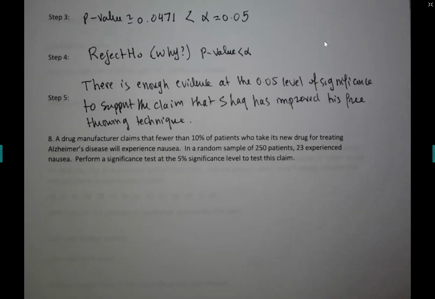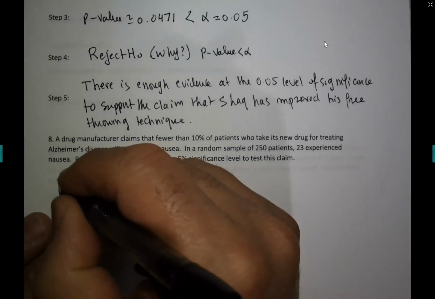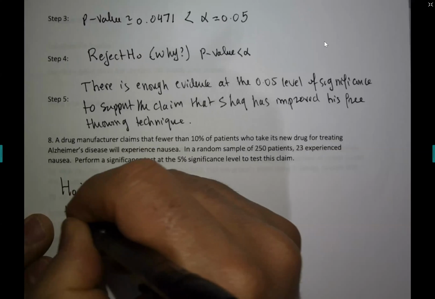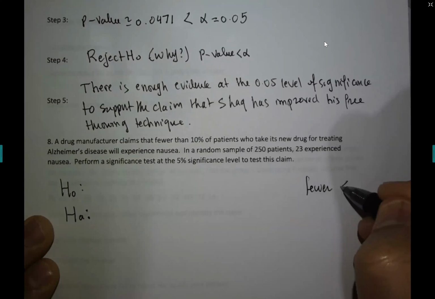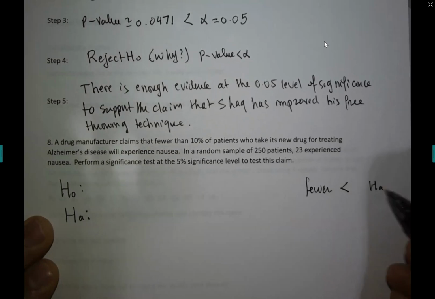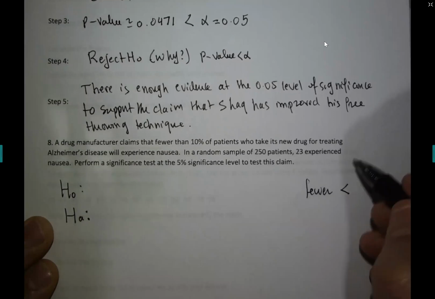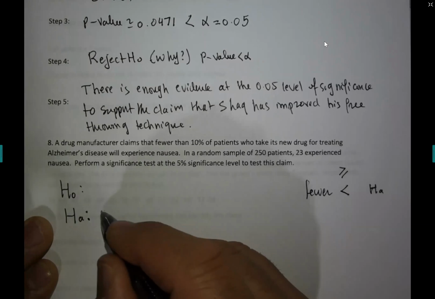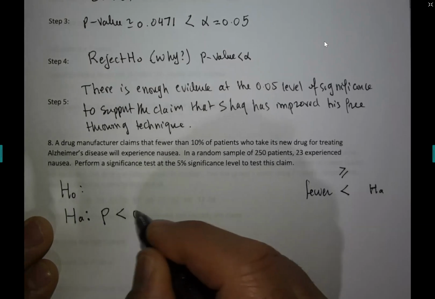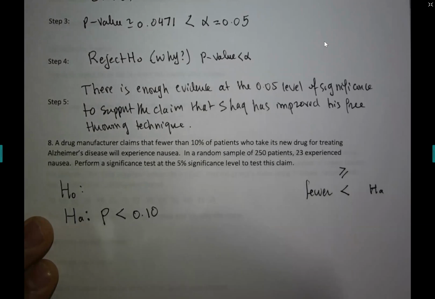A drug manufacturer claims that fewer than 10% of patients who take its new drug for treating Alzheimer's disease will experience nausea. Okay, guys, can you tell me what the H0 and HA are? What does fewer mean? Less than. That means in HA. It has to be in HA. So the complement of it will be that one. And since it's a percentage, guys, it is a percent, so you have to use P, proportion. That's the claim.